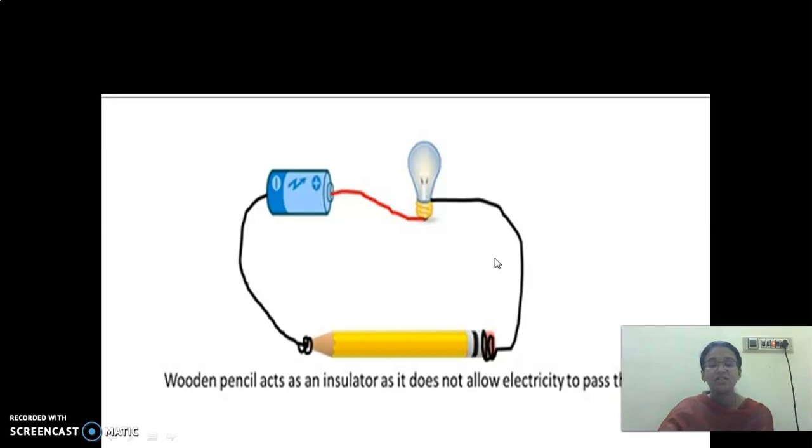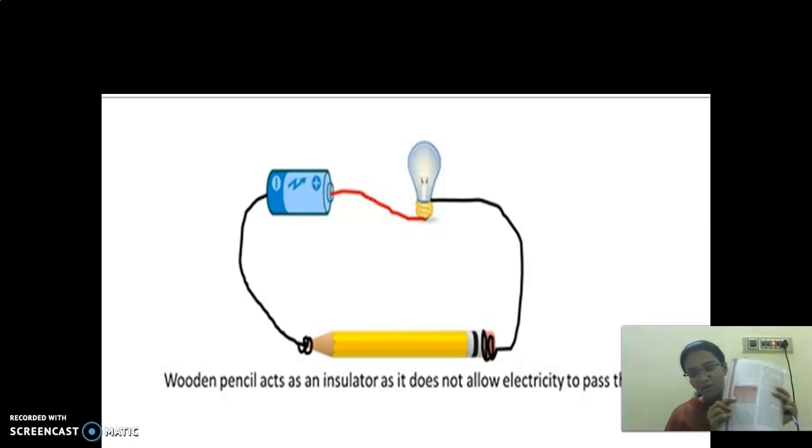Clear children? So you can use this experiment for different types of materials like a key and some other insulators and conducting materials. You can do this in your house. So you have an activity in your book, which is on page number 122. What is the page number? 122, children.